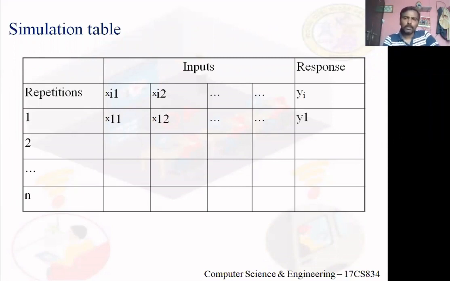Got it? Clear? Apart from this, there may be some other input also, depending on the problem in consideration. And in response, I have shown only one column yi. See, response means performance measurement.